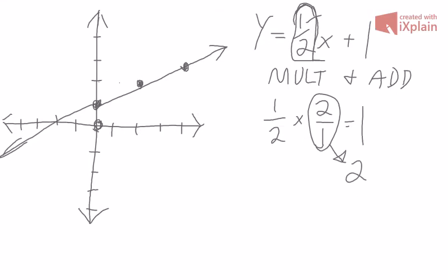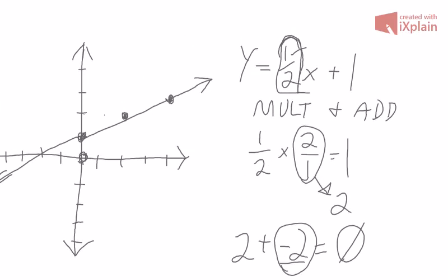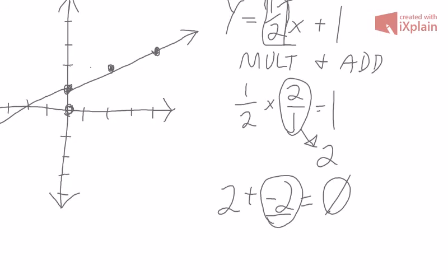So now I've got that 2, but I also need to apply the additive inverse. So what I need to know is what number plus 2 will give me 0. And the answer to that, of course, is -2. So now I've already applied the multiplicative inverse, and now I've applied the additive inverse. So I know the slope for my line that will be perpendicular to this one is going to be -2.